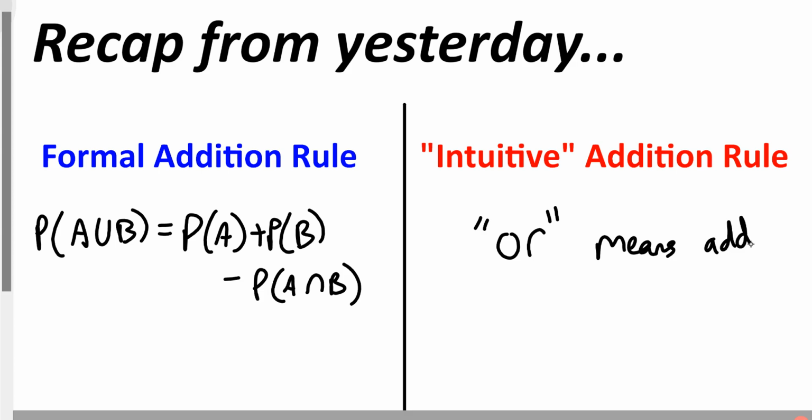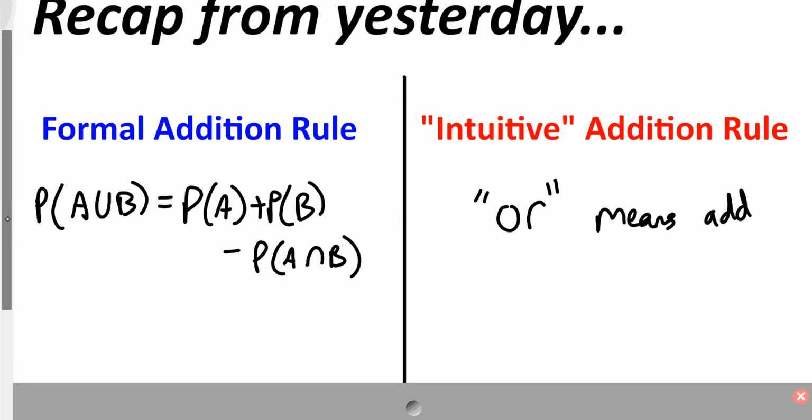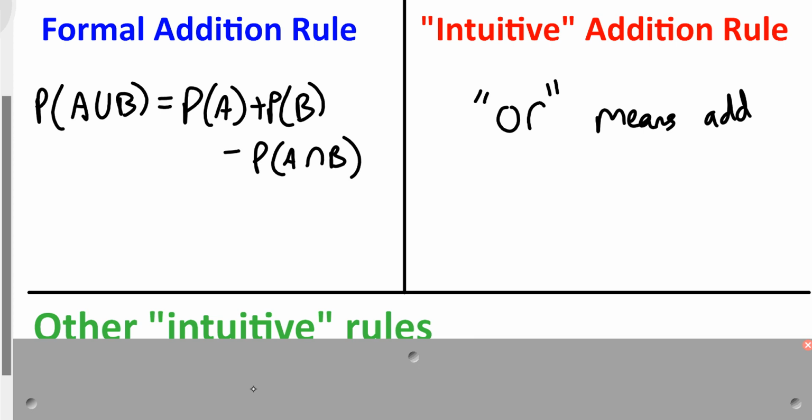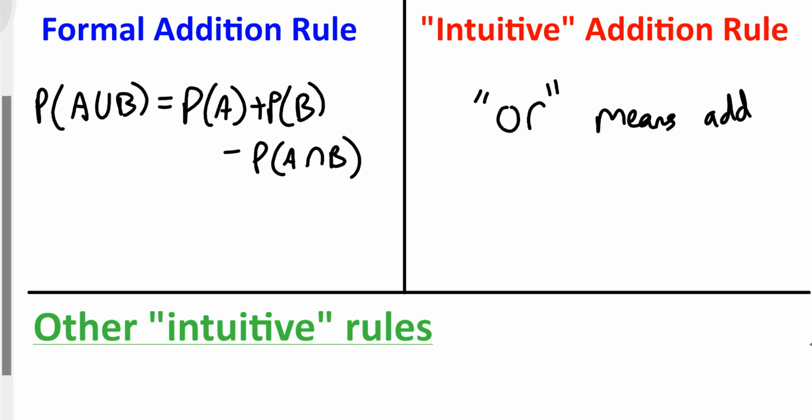You just have to remember that if you're adding two events together and there's any overlap, like in a Venn diagram you see it visually, then we have to subtract that overlap because we don't want to count it twice. And that's kind of what we talked about with that addition rule.